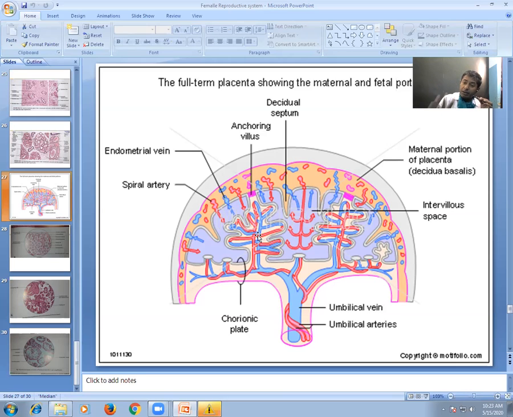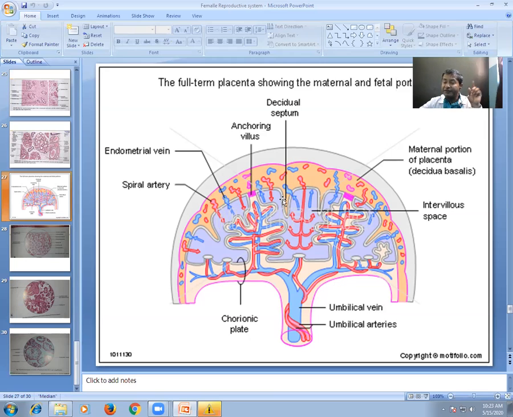The third type is the tertiary villi. In tertiary villi, the outermost is the trophoblast, the second layer is extra embryonic mesoderm, and the innermost has the blood vessels. So remember, in this diagram the villi are of two types: anchoring villi, anchored to the decidua basalis, and the free villi, known as the floating villi.